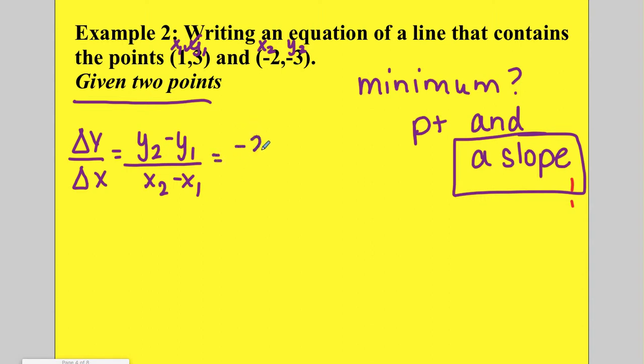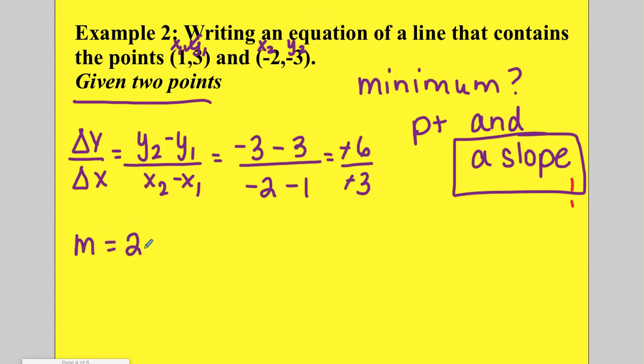So -3 minus 3 all over -2 minus 1. Got to be very careful with my negatives and my positives. So I have a -3 minus 3, which gives me -6. I have -2 minus 1, which gives me -3. If I simplify that, the negatives cancel and I get 2. So now I have a slope of 2. Now the great news here is I can pick either point. I tend to always pick the positive value. All right, so then I plug it in directly to the formula.